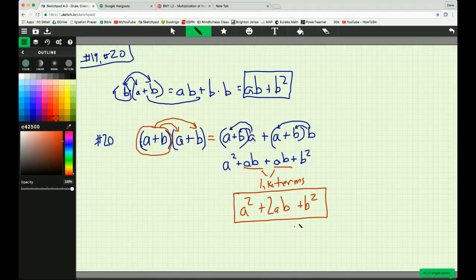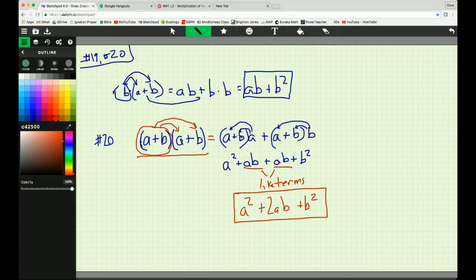Okay, we're going to get into more of this later on in the year when we look at patterns like this, where we have what they call a binomial, two things added together, times another binomial, two things added together. You end up with kind of four multiplications. Each thing has to be multiplied by each other thing.